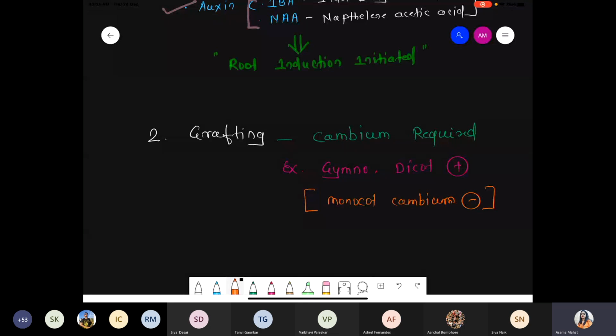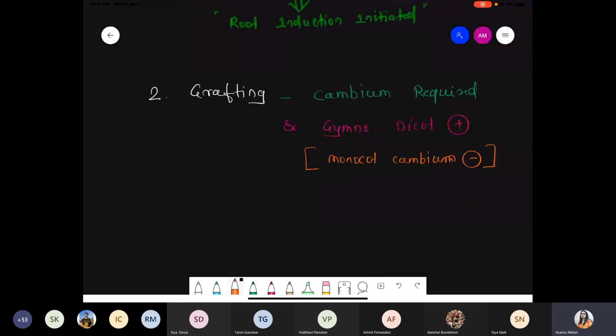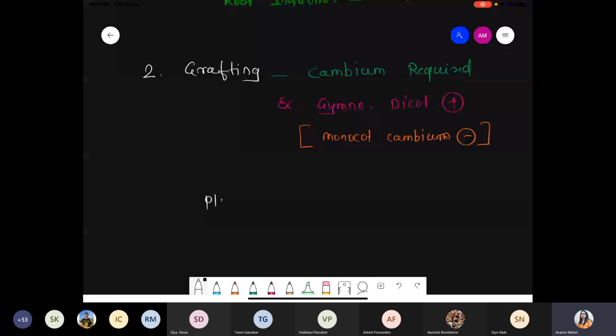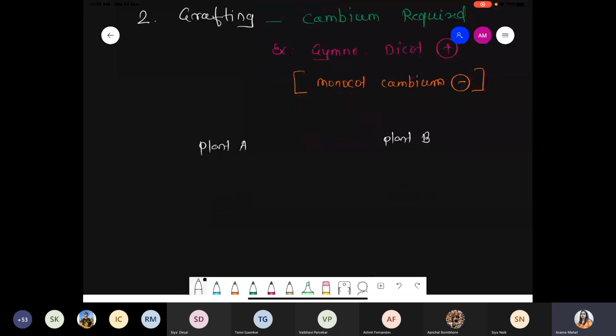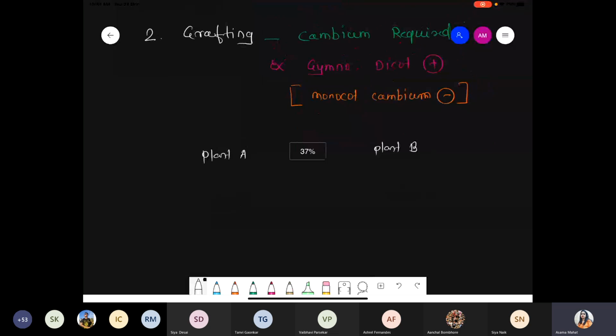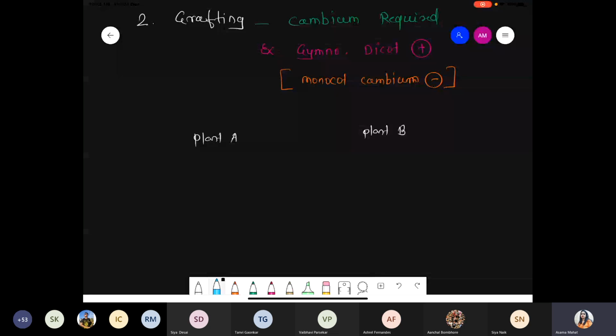Suppose these are the two plants. We are talking about two plants. Suppose these are plant A and now we are talking about plant B. It's something like you have to create a superior variety like that. So suppose these are part A, meaning plant A.